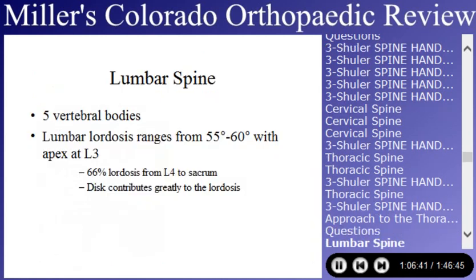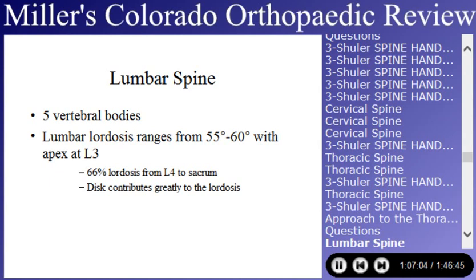Lumbar spine, 5 vertebral bodies. Test question is lumbar lordosis ranges from what? 55 to 60 degrees with an apex at L3. 66% of the overall lordosis exists from L4 to your sacrum. So a majority of it exists down distally. The disc contribution is significant, unlike the thoracic spine, where it's the wedging of the vertebral bodies.